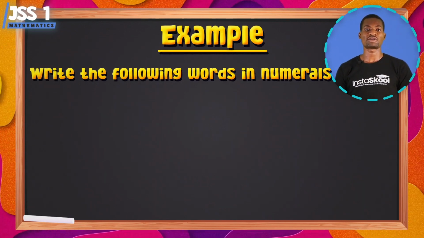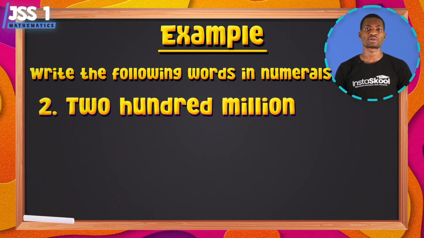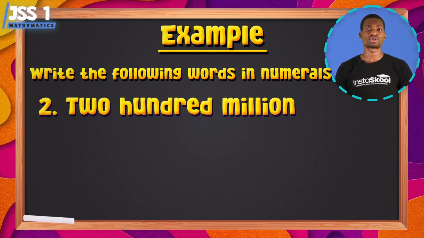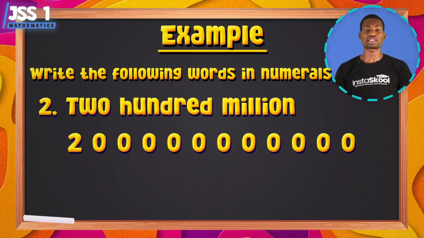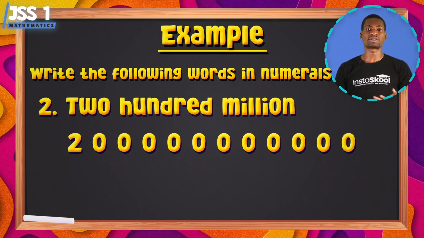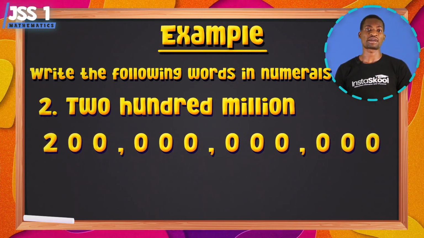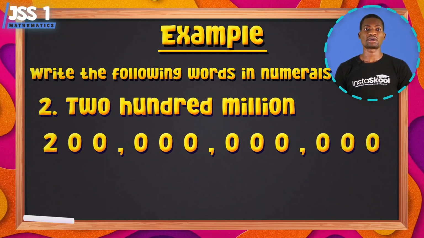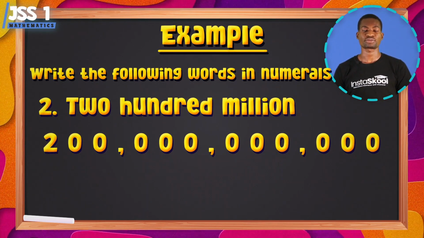Second example we have is to write in numerals 200 million. You'll recall that 100 million has 8 zeros. So we write 200 million as this. The first step is to write out 2 with 8 zeros. The second step is to separate the zeros with a comma, that is 3 zeros at a time, starting from right to left. The third step is to repeat the process again, and then we arrive at 200 million.